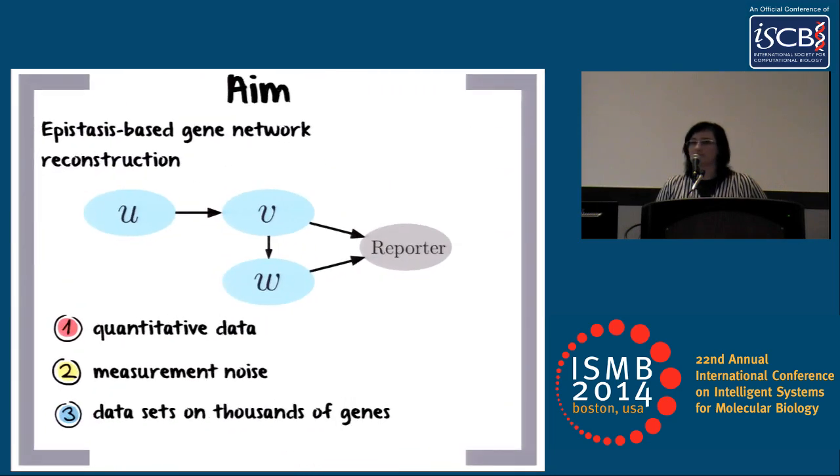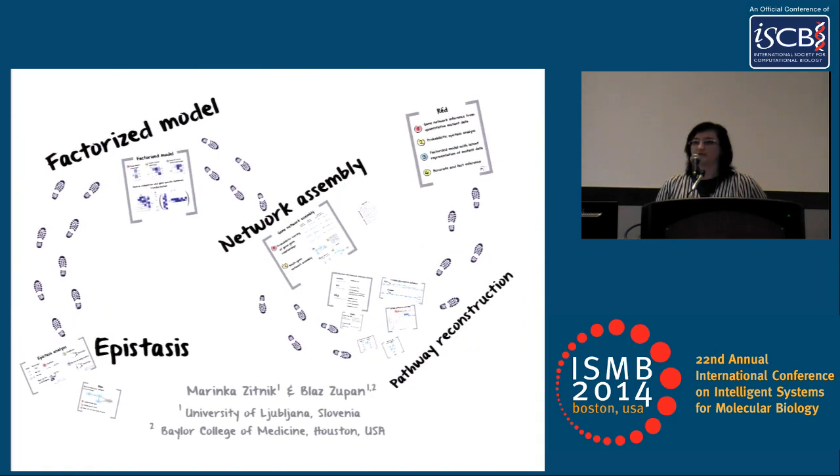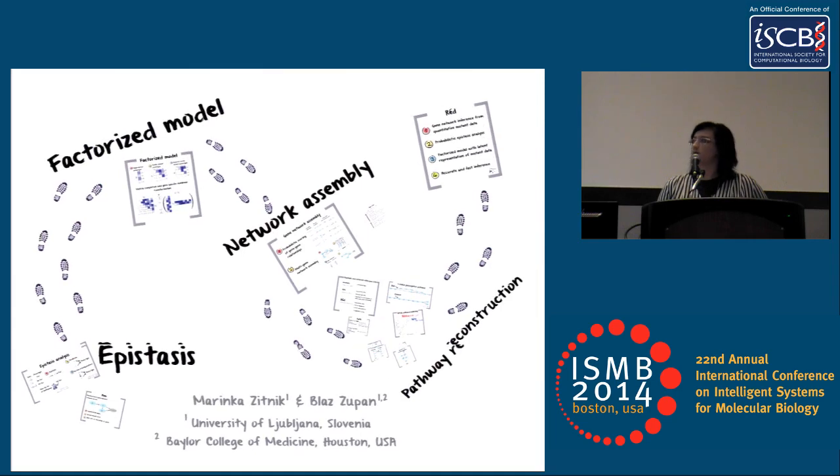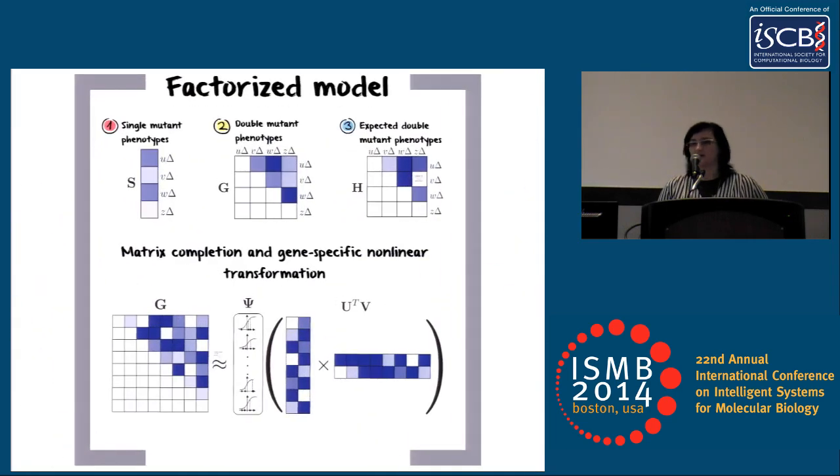So our goal overall is to construct detailed multi-gene networks that are consistent with the observed pairwise gene relationship data that we have. In more detail, we would like to have an approach that can handle quantitative data, meaning quantitative phenotypes that we measure, such as the fitness of an organism or expression of a reporter gene. We would like an approach that can handle measurement noise and can easily handle data sets with thousands of genes. For that, we proposed a factorized model that can address this problem.